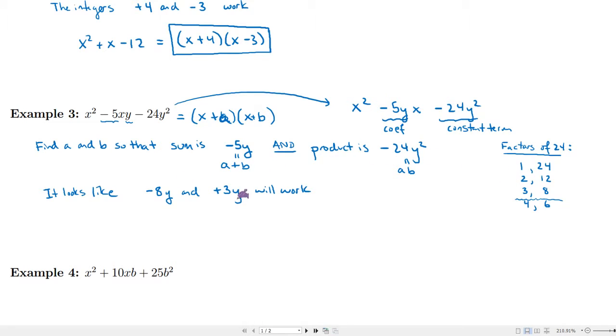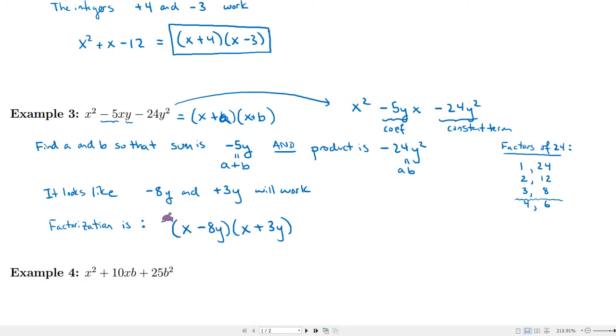Okay, so these will work, and we still can make one of those A and one of those B. So the factorization is, or you could just say it's the solution, X, we could call that one A. It doesn't really matter which one is A. X minus 8y times x plus 3y.